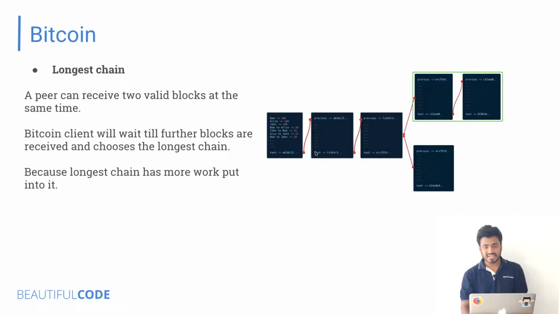And sometimes it can happen that a peer can receive 2 different blocks at the same time. When both of them are valid, how to choose which one is the valid block? What Bitcoin does is it waits for another block to be received. It looks at which chain the block belongs to and considers that chain as the valid chain.